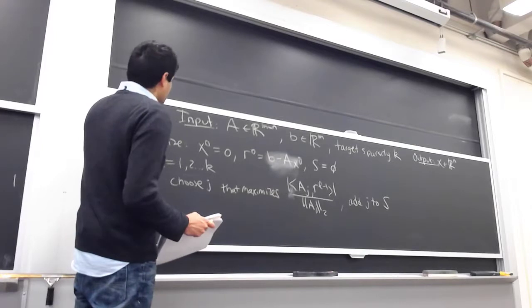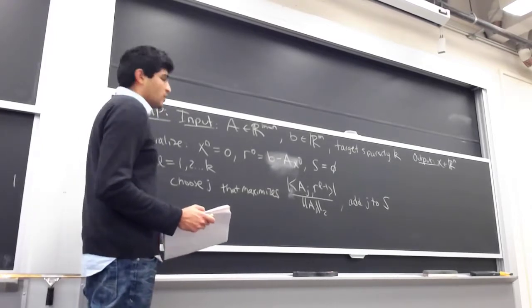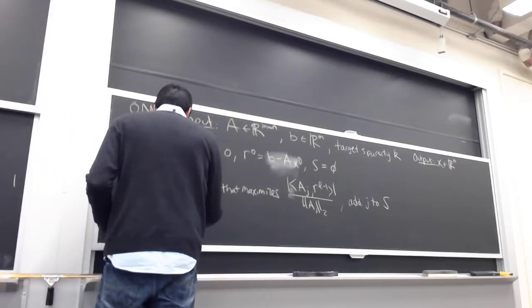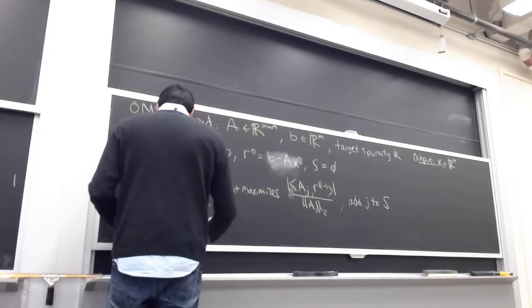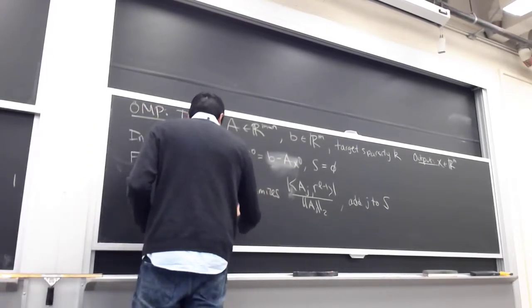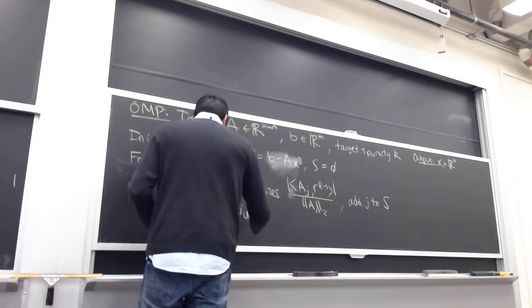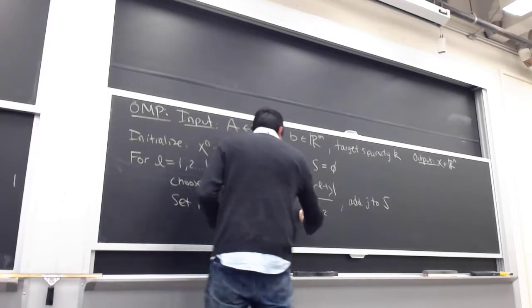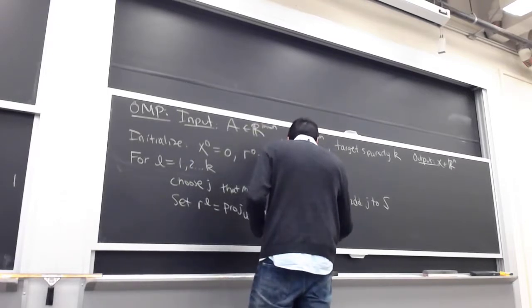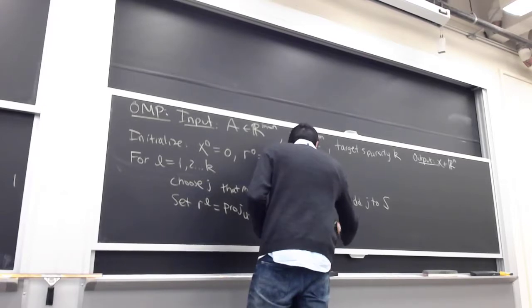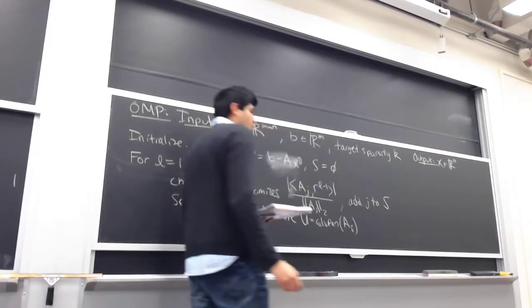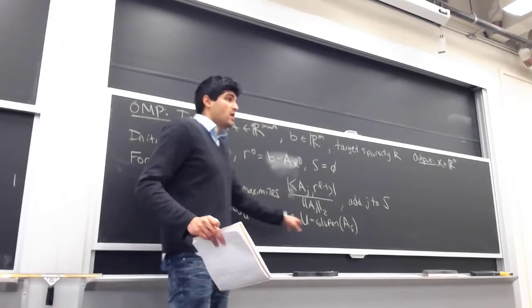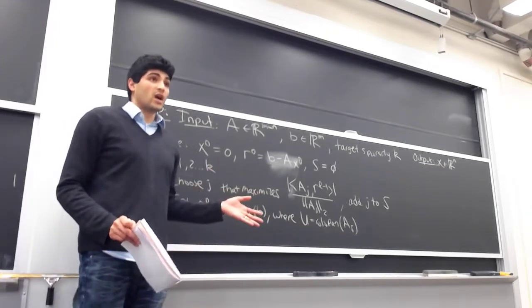Orthogonal matching pursuit is a more lazy way to update your residual. Because what you do is you set your new residual equal to some orthogonal projection. Right now I've chosen the columns in S. So all I'm going to do is look at the subspace spanned by those columns, and project B onto the orthogonal complement to it.